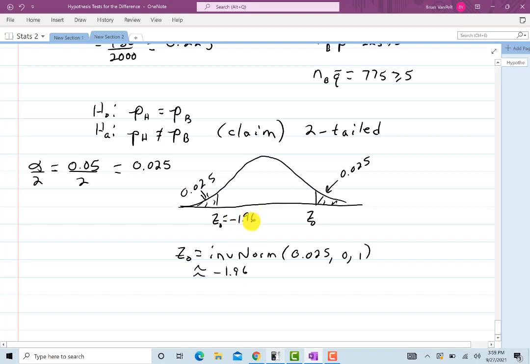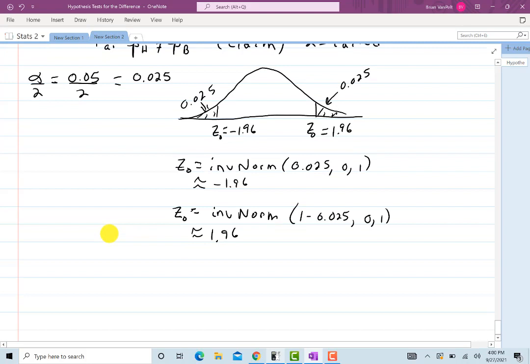Now you can also just make it positive for the other Z naught, or for the other one you can do inverse norm. This time you'll have to specify 1 minus 0.025, and you can actually write that in the calculator. It'll actually do that. And it will give you approximately 1.96. So those are my critical region beginnings, and let's go ahead and calculate our test statistic.